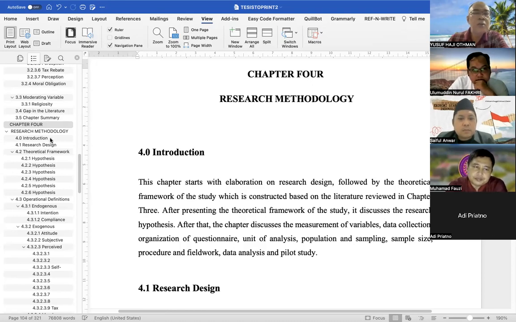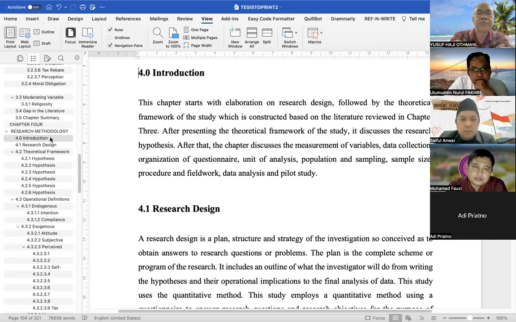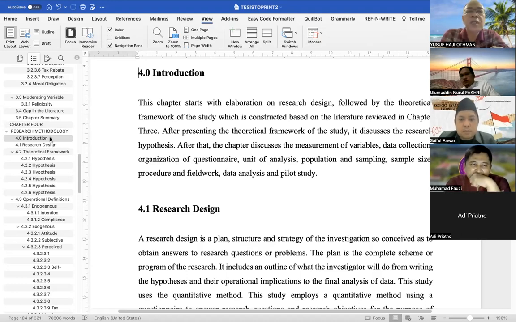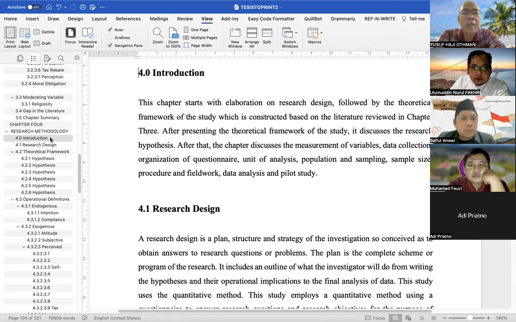So what do you write? First, you write an introduction. In writing the PhD thesis, usually we need to make an introduction of what the chapter is all about. For example, you can write, this chapter starts with elaboration on research design, followed by the theoretical framework of the study. And then after the theoretical framework, we discuss the research hypothesis, how we develop the research hypothesis. And after that, we discuss the measurement of variables.